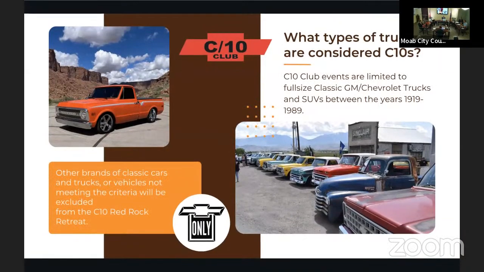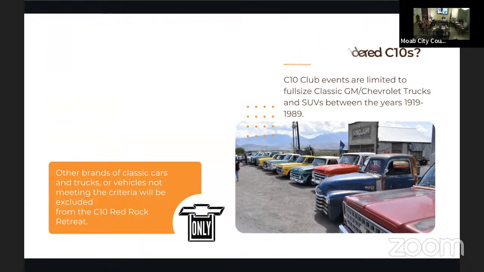So what is a C10 truck? It's probably a question that's already on your mind. C10 trucks are just classic GM trucks. We consider them between the years 1919 and typically right up to 1989. We don't have Fords, we don't have Mustangs, we don't have other types of trucks. It is exclusive to only GM truck. Important to note too that other brands of classic cars and trucks or vehicles not meeting the criteria would be excluded from the C10 Red Rock Retreat.